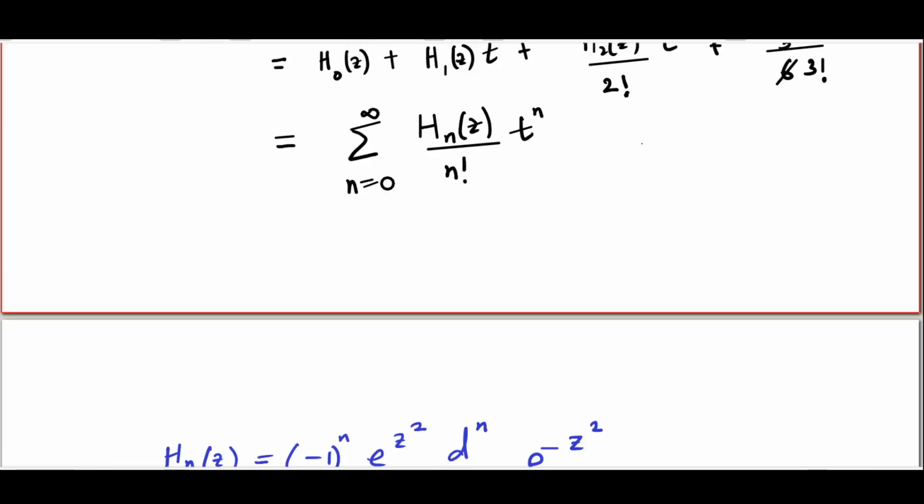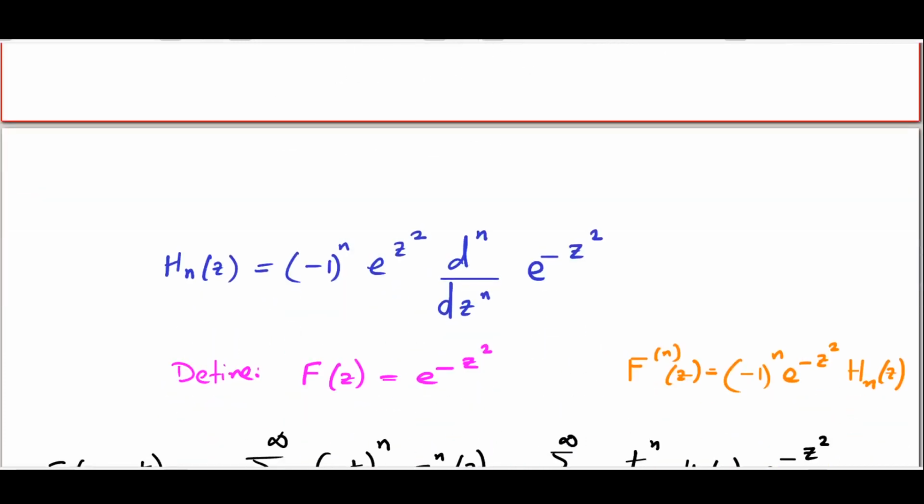Or in other words, we can simply rewrite this in this form: the nth derivative of the function F(z), for any arbitrary integer n, is given by minus 1 to the n times e to the minus z square times the nth Hermite polynomial.